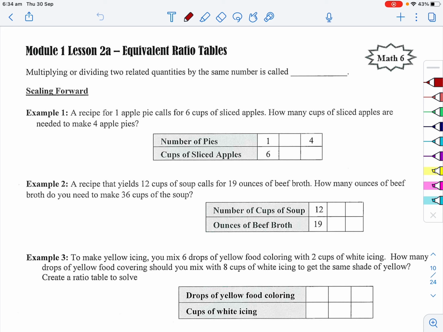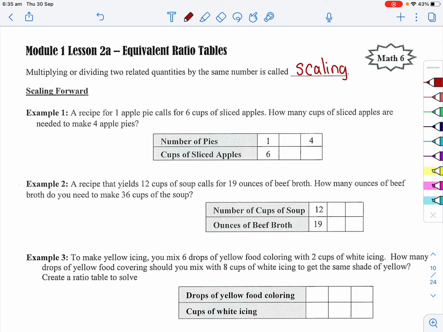And you can see that my first definition here says, multiplying or dividing two related quantities by the same number is called scaling. So we are going to be talking about scaling forward or multiplying, and then scaling backward or dividing to help us solve these problems.